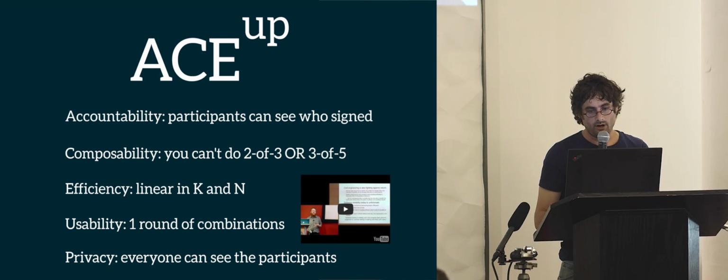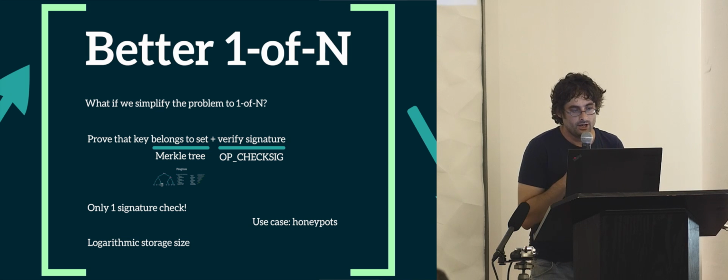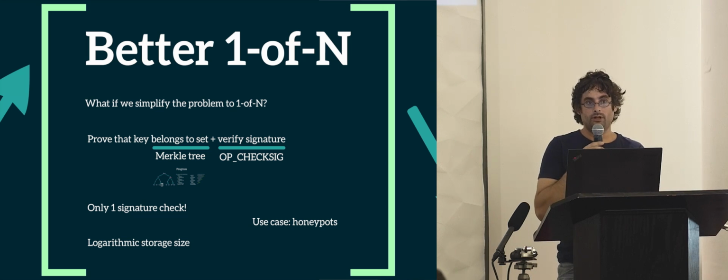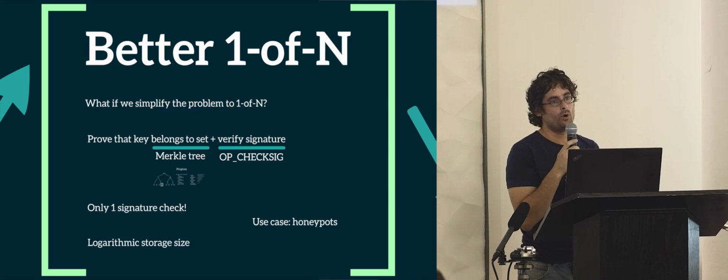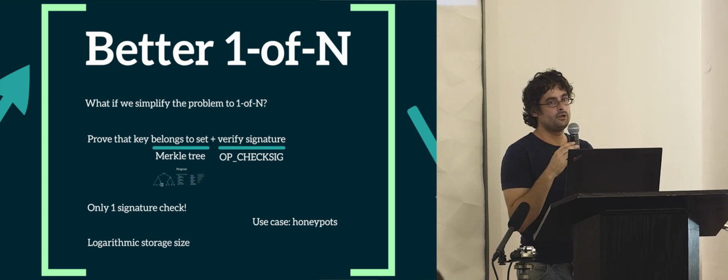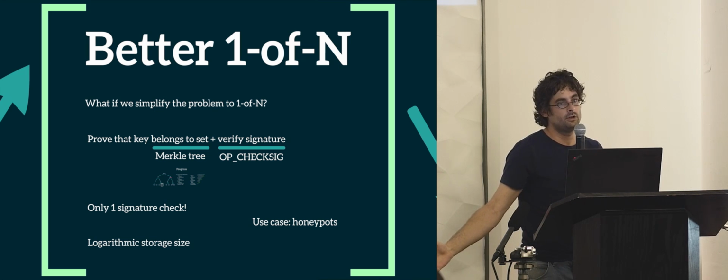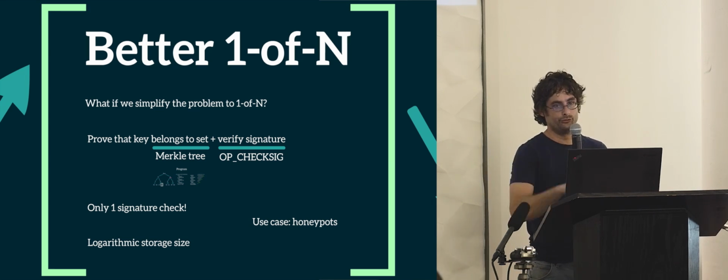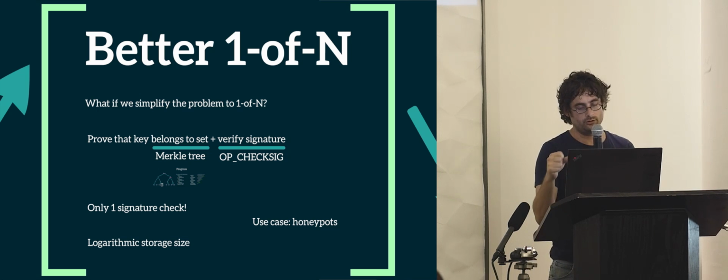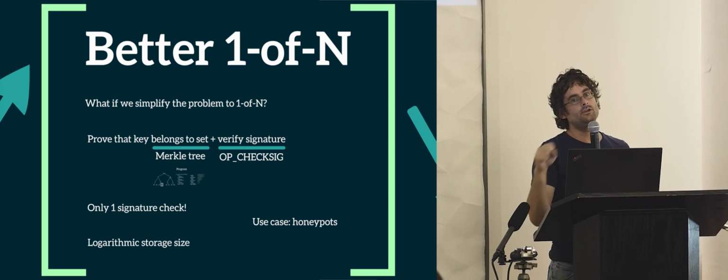So let's talk about how we could potentially improve this. First of all, let's restrict the problem to just 1 of n. If we think about what a 1 of n multisig scheme is, all you need to do is have a set of public keys, choose one of them, create a signature with it, and then prove to the blockchain or your consensus system that the key you used was part of this set.